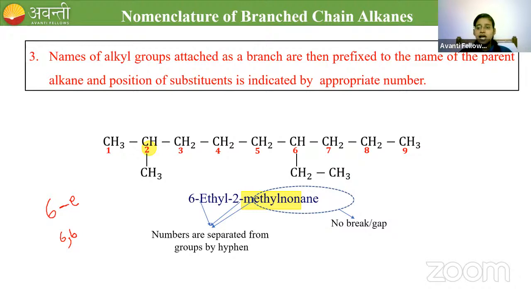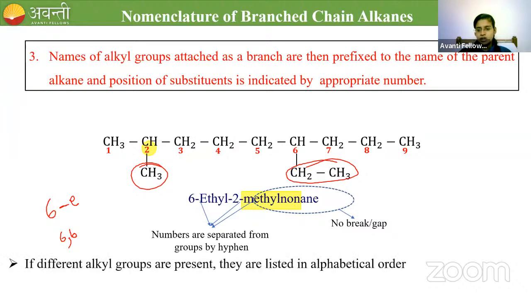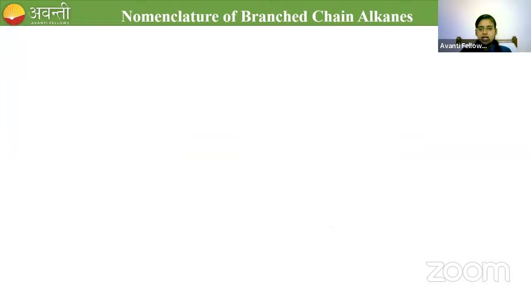If different alkyl groups are present, so here we are having different alkyl groups. One is methyl and the other one is ethyl, right? As I have already told you, if different alkyl groups are present, go for alphabetical order. So these are the things which we have discussed now. Now let me go for the next rule.